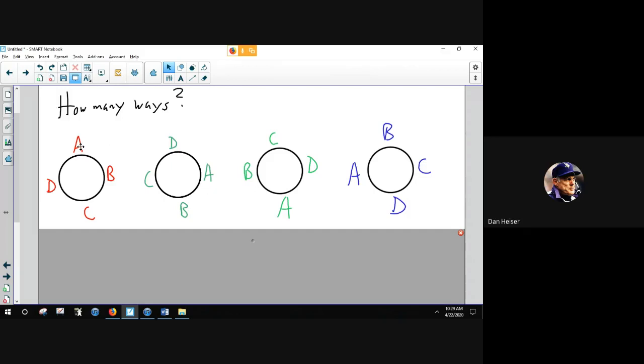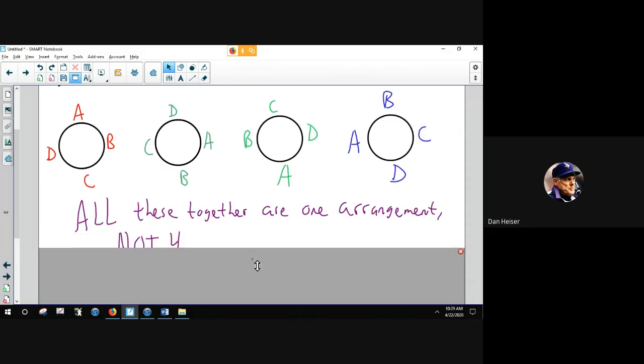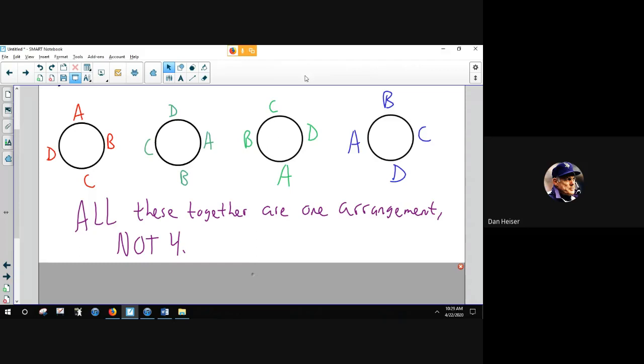In the red, A sits next to D and B. D is to the right of A, B is to the left of A. When A moves to this spot, D is still on their right, B is still on their left. When they move again to this spot, B is still to the left, D is still to the right. When A moves here, B is still left, D is still right. Those are the same 4 seating charts. All of those count as 1 seating chart, not 4.